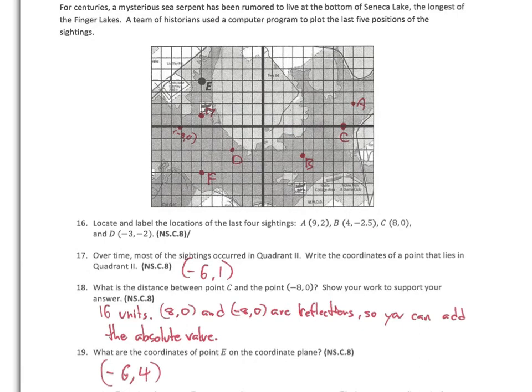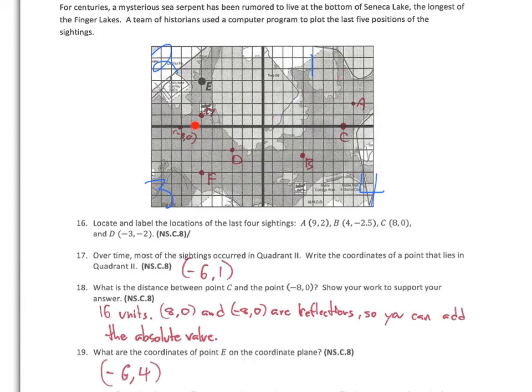And 17 says, over time, most sightings occurred in quadrant 2. Write the coordinate of a point that lies in quadrant 2. Remember, this is quadrant 2. We start with quadrant 1, because that's kind of like when you very first started graphing, they kind of looked like that. You'd have bar charts, right? So we always start with number 1 over here, this upper right one. So this one's always number 1, this one's number 2, and then 3, 4, because old French people made it, so it's counterclockwise instead of clockwise. That's not really why, that's how I remember it.